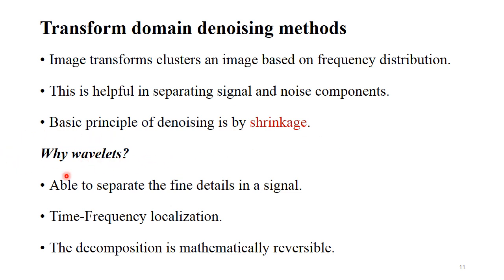In this particular literature review, we are just going to consider the wavelet transform. So first it is better to define why we are taking wavelets. Wavelet transforms are able to separate the fine details in the signal. With respect to one dimension, I'm going to have an example further on, where we can clearly understand that. Then time-frequency localization is the major property of the wavelet. Then the decomposition is mathematically reversible. This is the most important part.